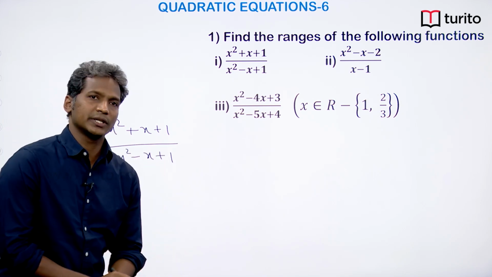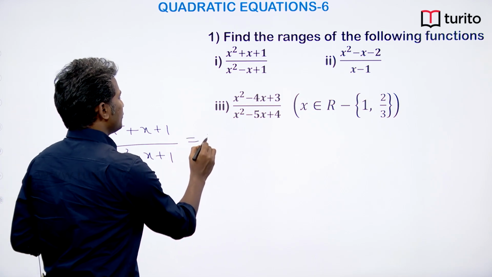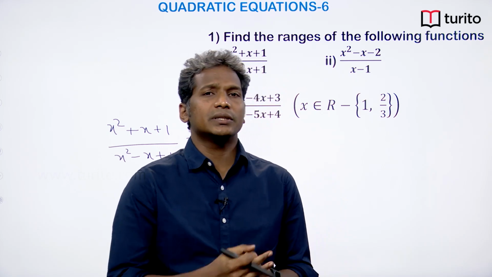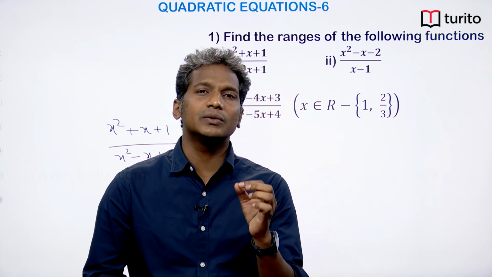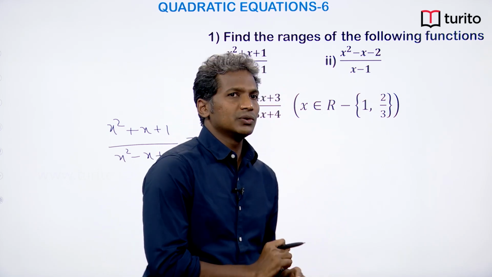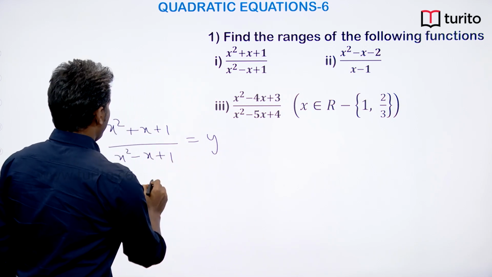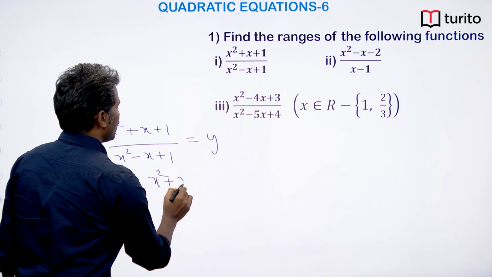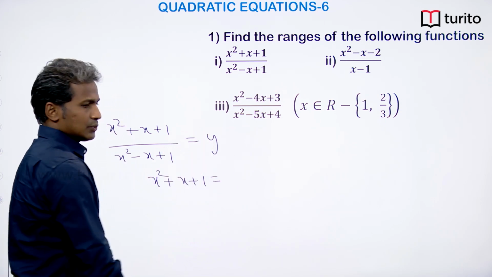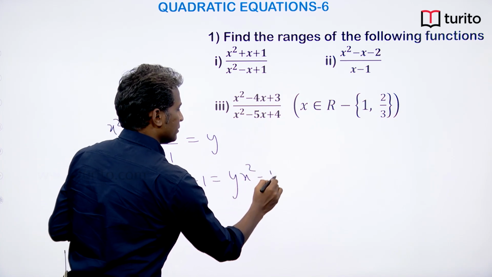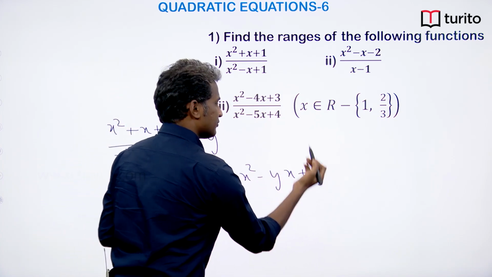This is my function. I equate this to y and then I convert this into an equation which is quadratic and which is in terms of x only. So how do we do that? We cross multiply this. So what do we get when we cross multiply? The terms in RHS will look like y into x square minus y into x plus y.